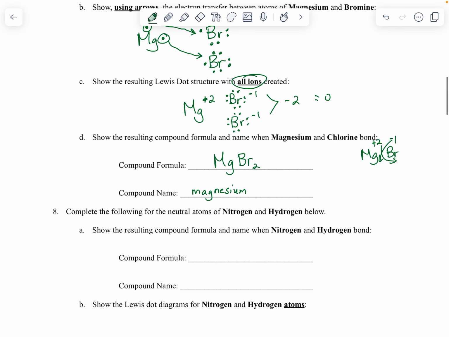And bromine, we do have to change the ending of bromine to show that it has officially bonded with that magnesium. So we change it from bromine to bromide. And if you have a nonmetal that's bonding, and this should say bromine, I apologize, typo.